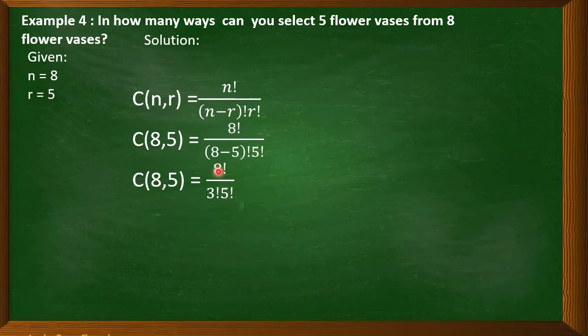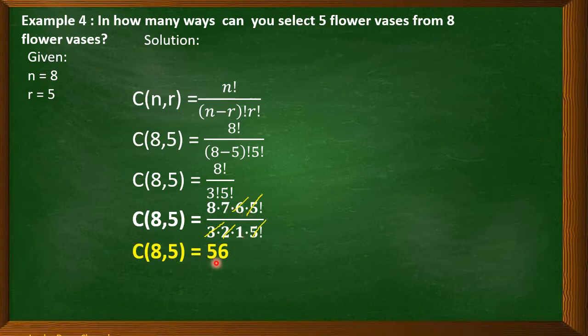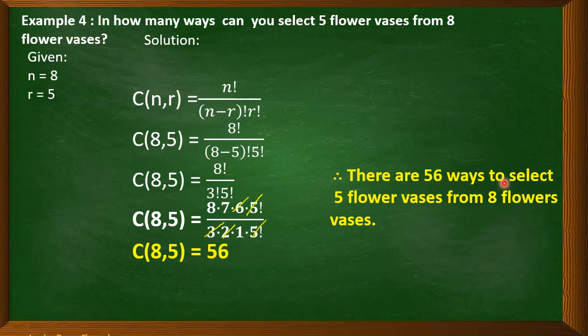Next, expand 8 factorial up to 5 factorial. So we have 8 times 7 times 6 times 5 factorial. Then we expand 3 factorial as 3 times 2 times 1. Divide the common factors. 5 factorial and 5 factorial is already 1. We can also divide 6 because 6 is equal to 3 times 2. So the remaining factors are 1 in the denominator and 8 and 7 in the numerator. We multiply 8 times 7 is 56, divided by 1, that is equal to 56. Therefore, there are 56 ways to select 5 flower vases from 8 flower vases.